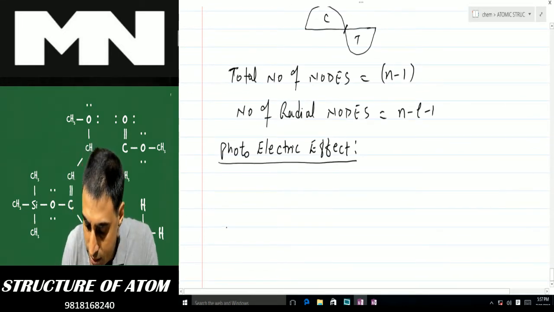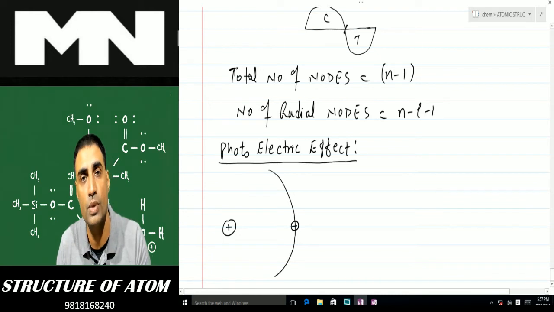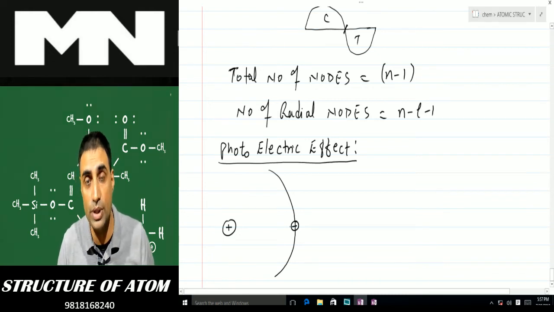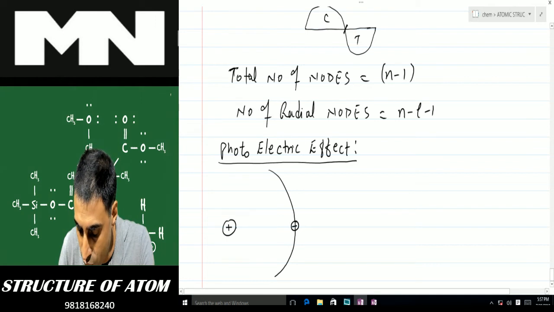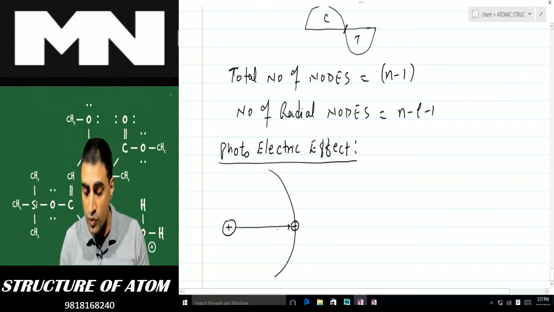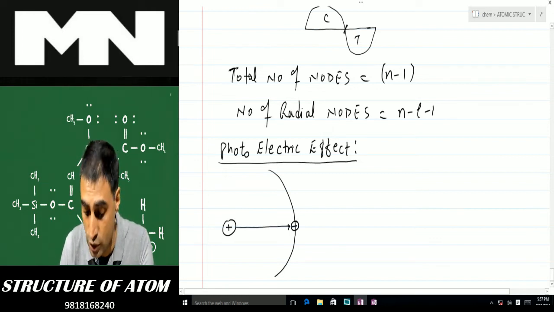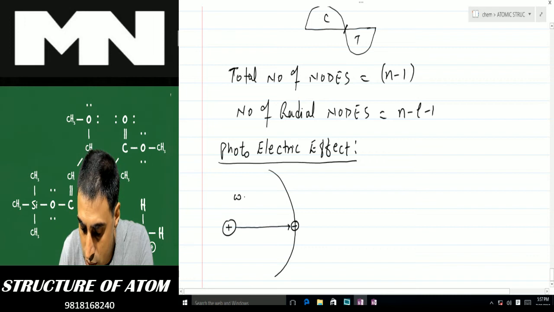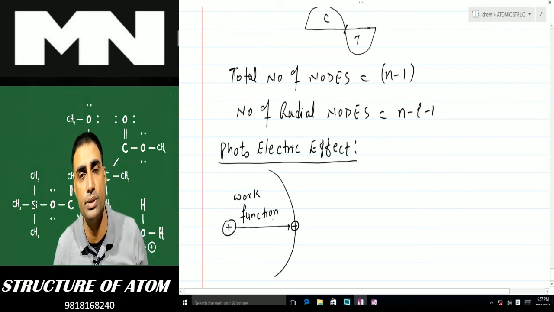Suppose in an atom I have a nucleus and this is the valence shell, and I have an electron in the valence shell. Since the electron is negatively charged and the nucleus is positive, there is a force of attraction from the nucleus onto the valence electron. The nucleus will attract its electrons, including the valence electron, toward itself. This force of attraction from the nucleus on the valence electron is known as work function.